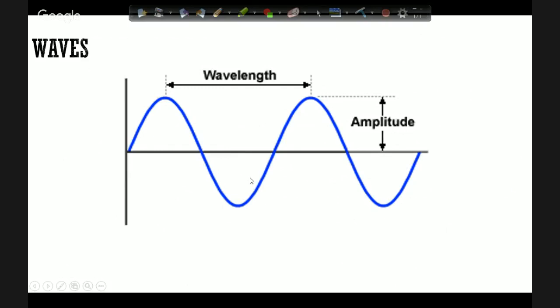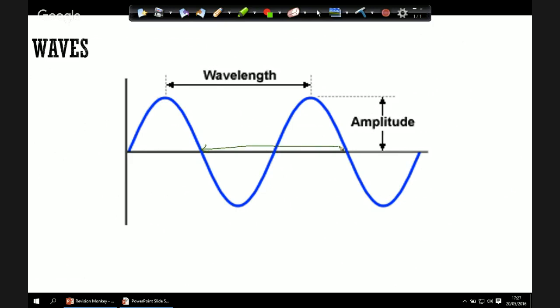Now for waves, there are a few properties that we need to know about. One of those is the wavelength, which is measured from the same place on the wave. So it could be measured from there, or we could measure it from here or here. It'll be exactly the same measurement, and that is measured in meters. And we also have amplitude as well. It's really important to measure the amplitude of the wave from the midpoint up.